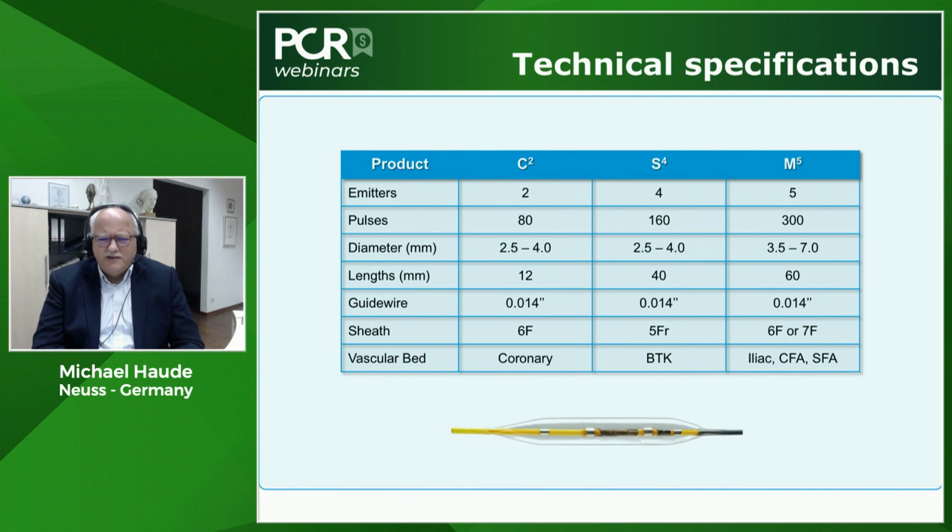It is fully compatible to 0.014 guide wires and, important to say, fully compatible to 6 French sheath. So this is the device you can see at the bottom that we can use for a coronary application.